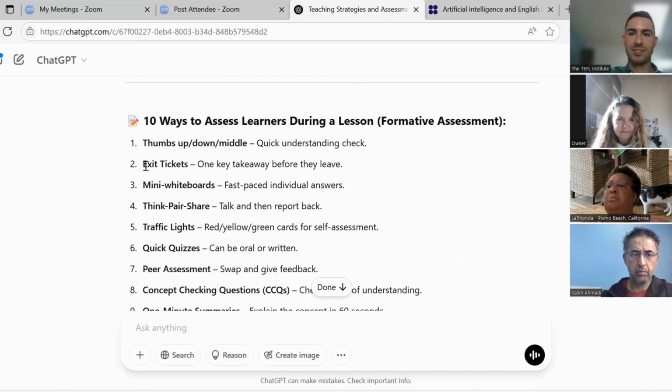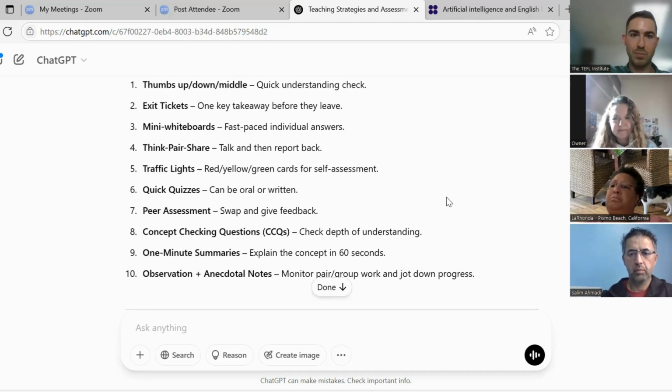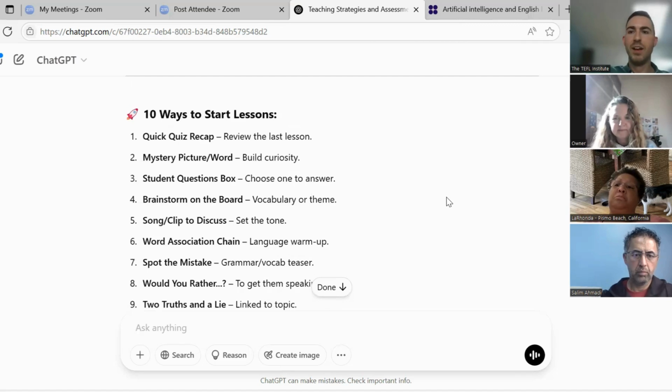Or exit tickets. So at the end of the lesson, they have to write down 3 foods that they knew from the lesson already and 3 new foods that they learned. They give me the exit ticket, and that way very quickly I can check. Okay, they know how to spell the food. They knew these already. I probably didn't need to teach these, and so on. So these are all different ways that I can formatively assess my learners during the lesson.